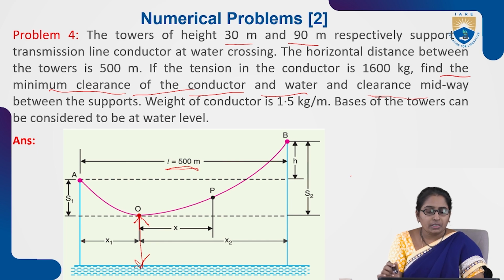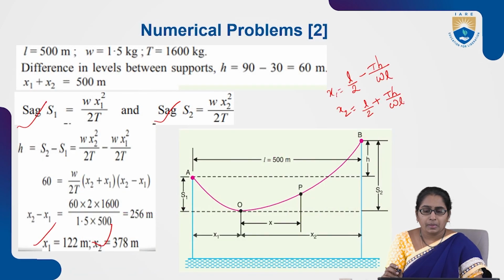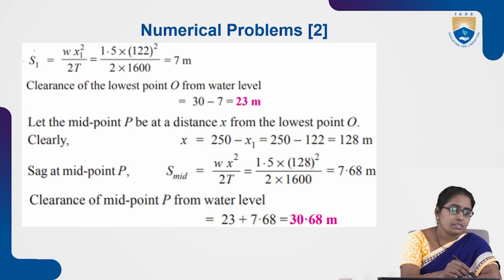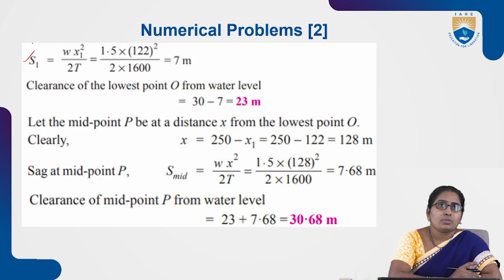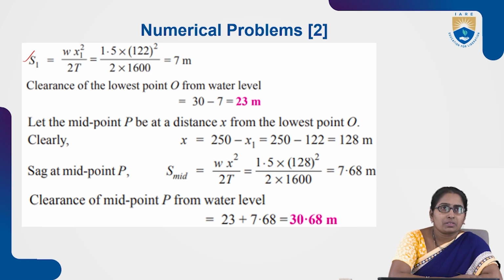So that is what is done. S1 is calculated, which is W x1 squared by 2T. X1 is 122, substituted. The remaining values are already known, which is obtained as 7 meters.